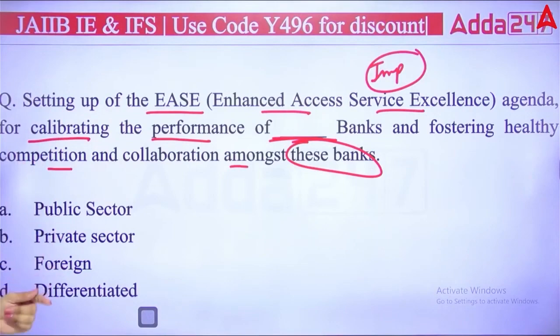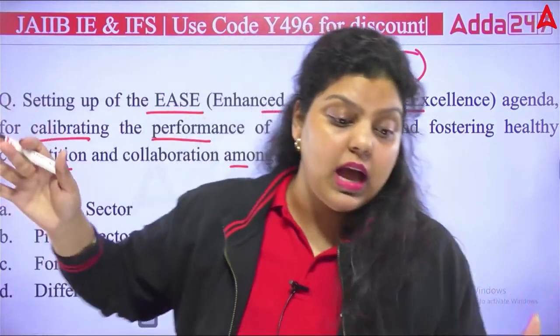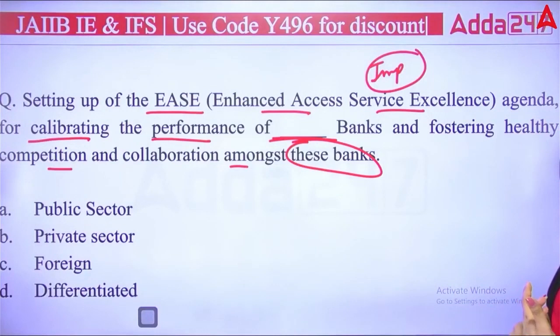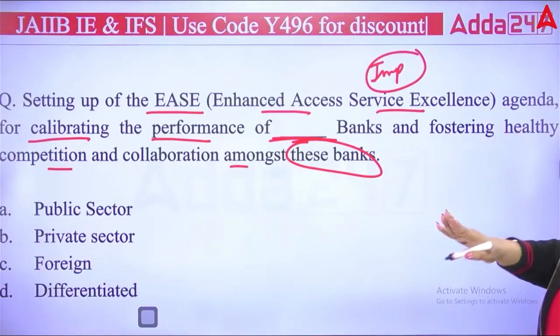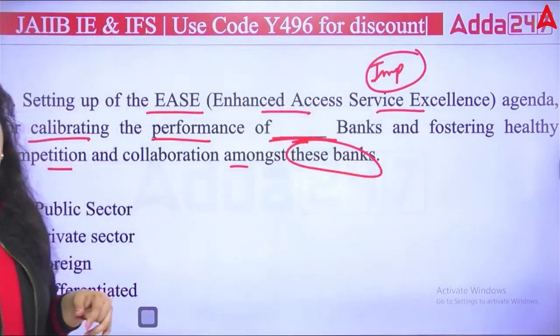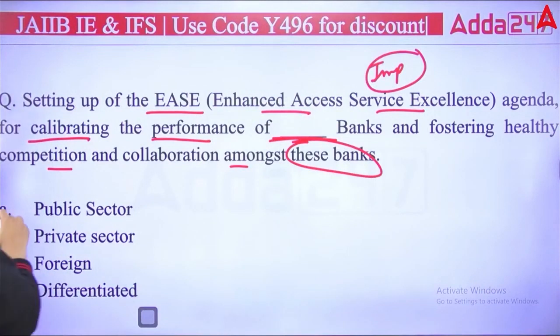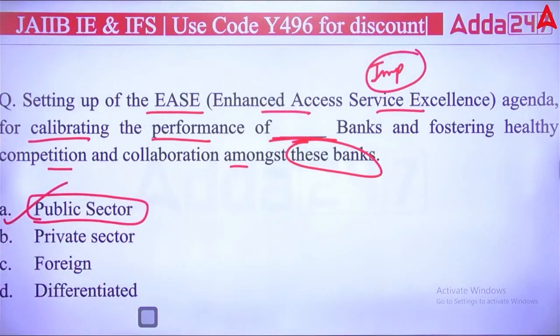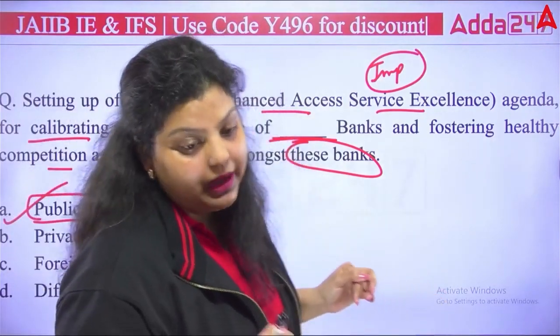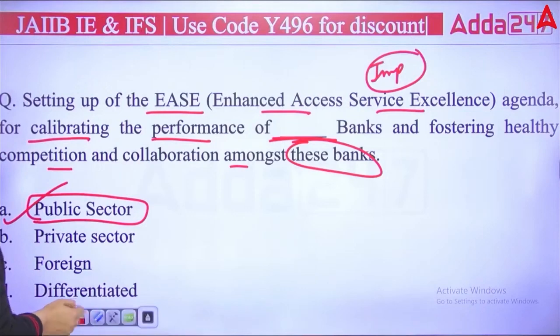Okay, so all the reforms you have to study in detail, like what changes have been done, what was the recommendation, what new thing has been introduced, everything has to be covered. Now the question is asking setting up of the EASE agenda for calibrating the performance of dash banks and fostering healthy competition and collaboration among these banks. Public sector, private sector, foreign bank, differentiated bank. If we talk about differentiated bank, now these are payment bank, small finance bank. And I am getting the right answer, that is public sector bank. For public sector bank, this has been introduced. Acha, how many public sector banks are there in India? Let me know. So the right answer here is A.